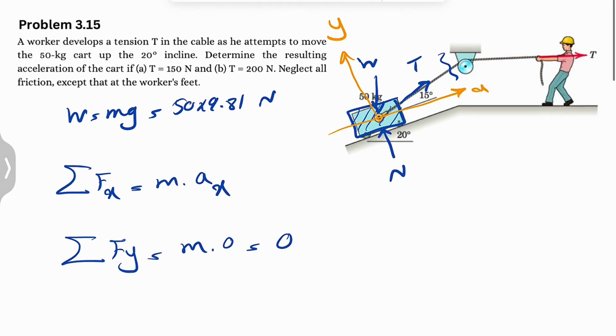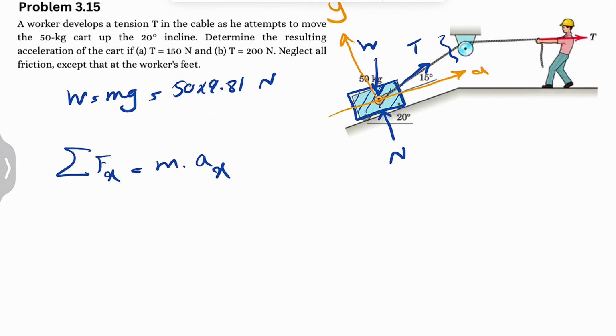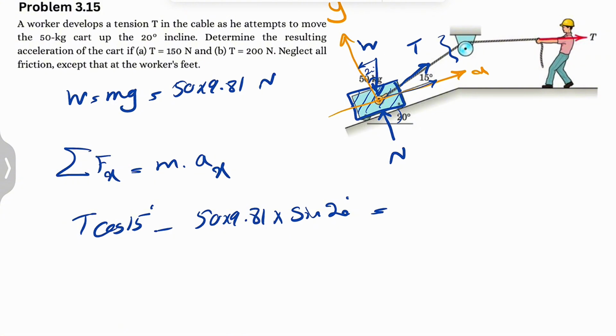All right, we're going to start with the forces along x direction first. Let's see what we have. So we have the x component of the tension, which is going to be T cosine of 15 degrees, and we have the x component of the weight, which is negative, and this angle would be the angle of the slope, which is 20 degrees. So it's the opposite side of that, so it's going to be negative weight, which is 50 times 9.81 times sine of 20 degrees, is going to be equal to mass, which is 50 kilogram, we have it in the question, times ax, and that's how we're going to find the acceleration.